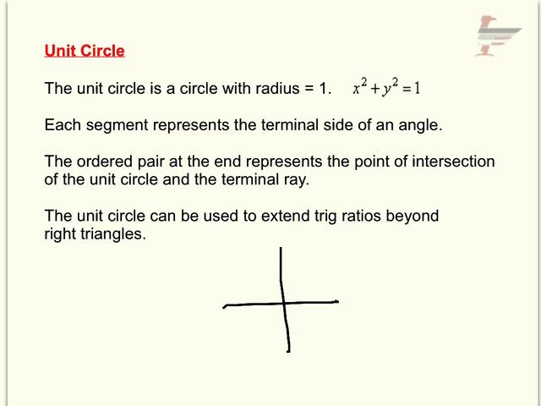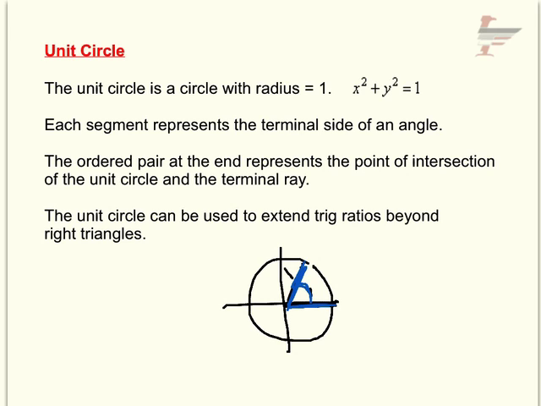So when you have the unit circle, I'm just going to sketch a circle here. The radius is 1, okay, so this would be like 1 unit, you know, any radius is 1, no matter where I go out there. And each segment represents the terminal side of an angle. So if this was my initial side and my terminal side, then you just know that you're going to find that measurement for your angle.